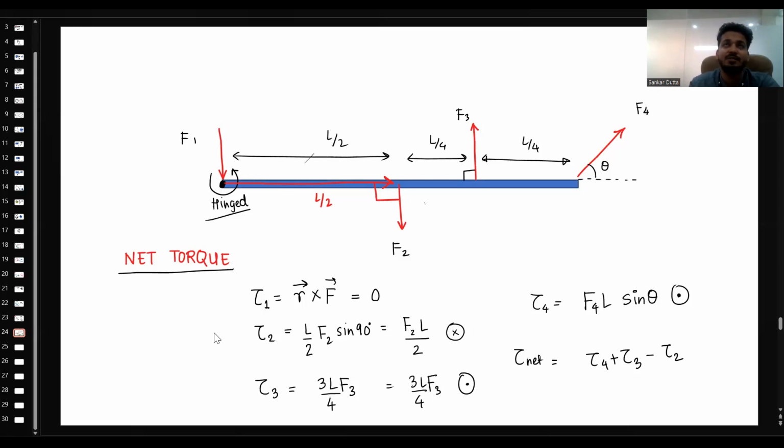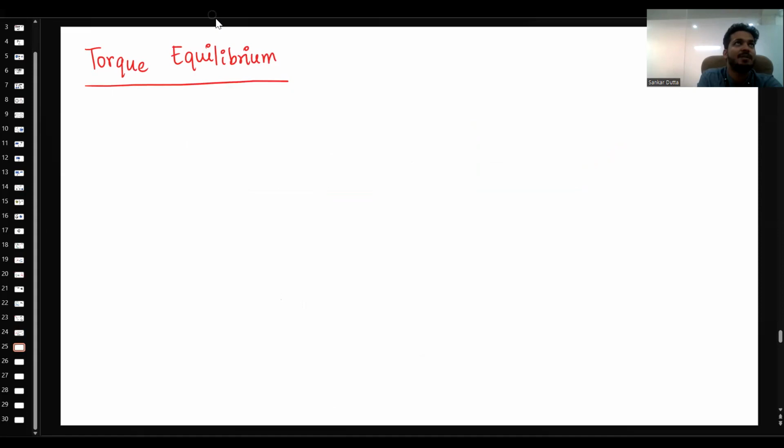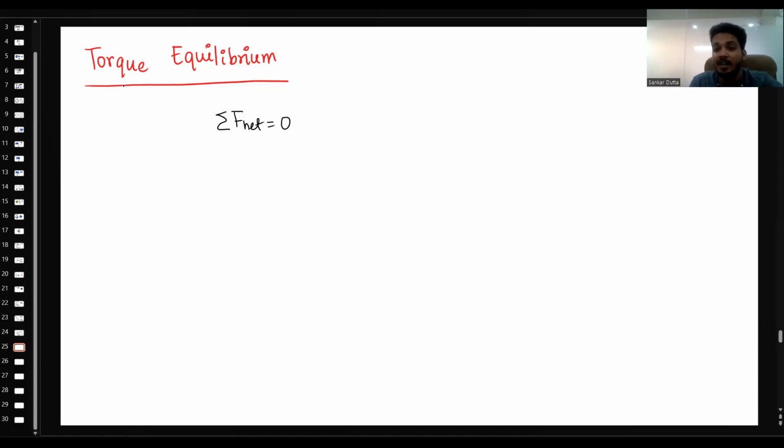Okay. Now that you know how to find out torque, let us also talk about something called the torque equilibrium. Now, how do you define force equilibrium? When the net force is zero, then we say that the body is in force equilibrium and the net acceleration would be zero, and then it will not move linearly. If it is at rest, it will remain at rest. If it's at constant velocity, it will remain in that constant velocity. So it will not change its motion, is what force equilibrium means.